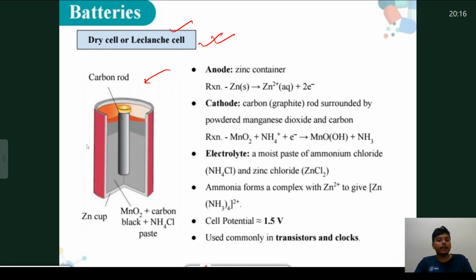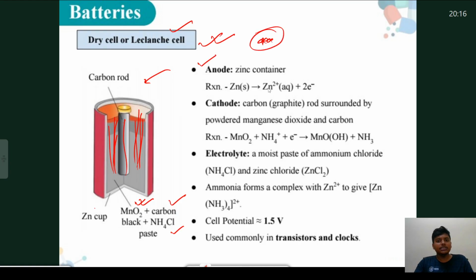When you open it, you will see the zinc outside layer. There is a zinc cup, the outside layer. Inside, manganese dioxide is there, carbon black, and NH4Cl paste mixed up, and in between, a carbon rod is there. This carbon rod will collect the electricity, and remember, a question will ask that in the dry cell, what reaction goes on at the anode and what reaction goes on at the cathode.